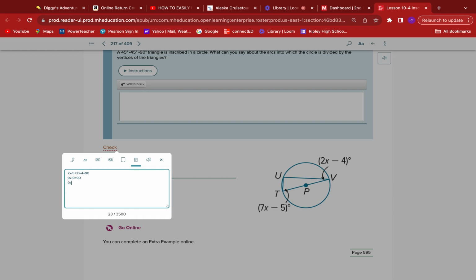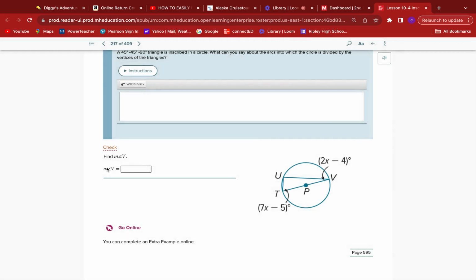And that leaves us with 9x equals 99 because 90 plus 9 is 99. The opposite of multiplying by 9 is to divide by 9. And 99 divided by 9 is 11. But don't forget, we're not done. That is not what they asked for. They asked for the measure of angle V. So that 11 is going to replace x. 2 times 11 minus 4. Well, 2 times 11 is 22. And then 22 minus 4 is 18. We got 18 degrees. There's our answer for the check.